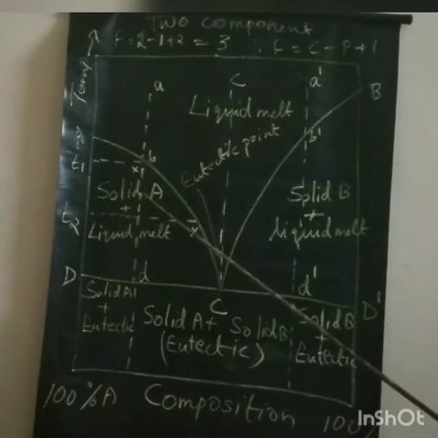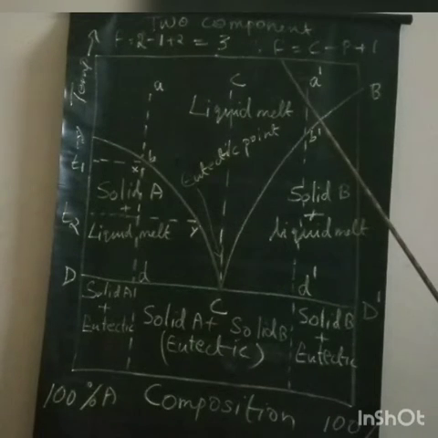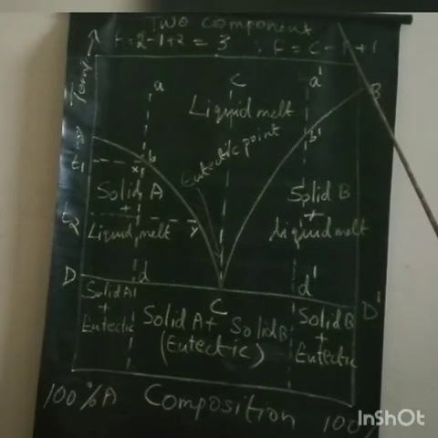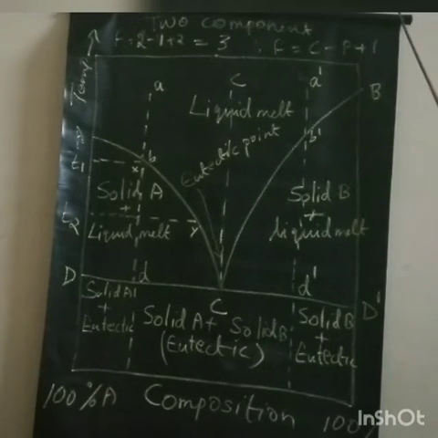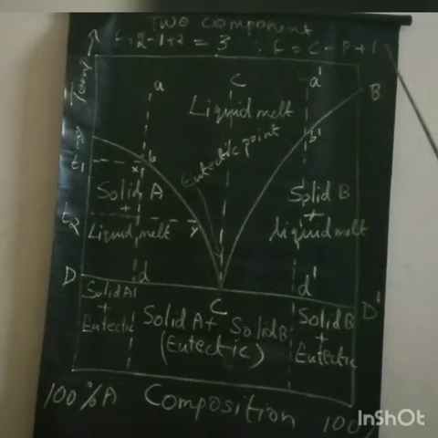That is, two phases are existing along this line, and when you apply the phase rule, F is equal to C minus P plus 1, 2 minus 2 plus 1. Sorry, the system will be monovariant.